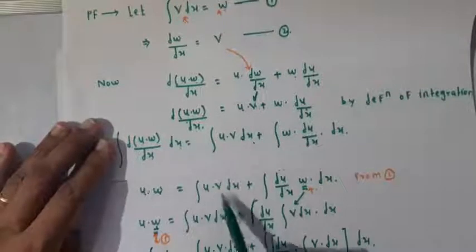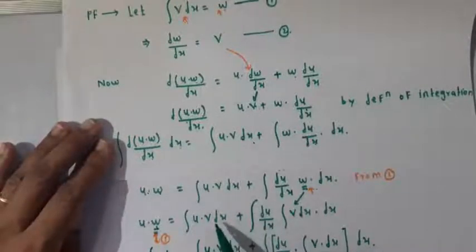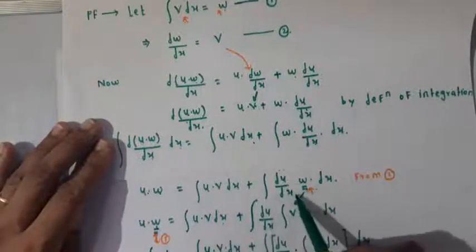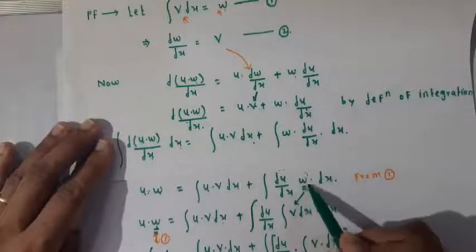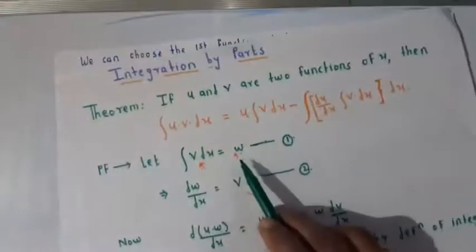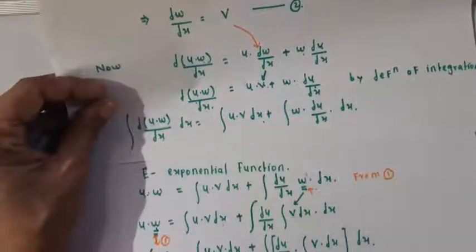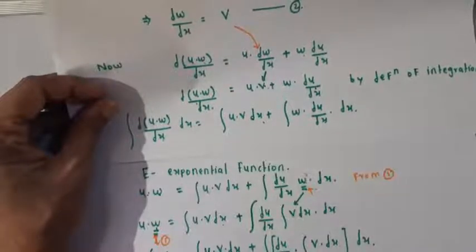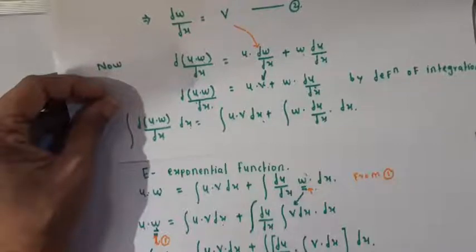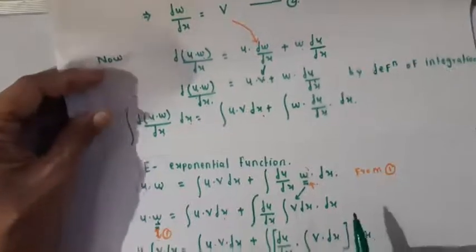Okay students, so here now u into w equal to integration of u into v with respect to x plus integration of du by dx. Put the value of w from 1. The value of w is nothing but the integration of v with respect to x. Okay, and now u integration of v with respect to x, minus integration of u into v with respect to x plus du by dx integration of v with respect to x whole with respect to x.